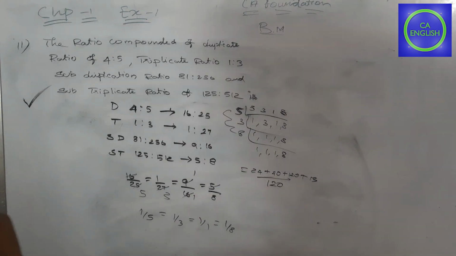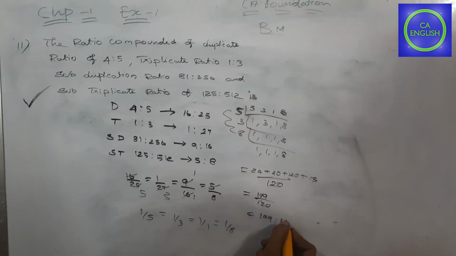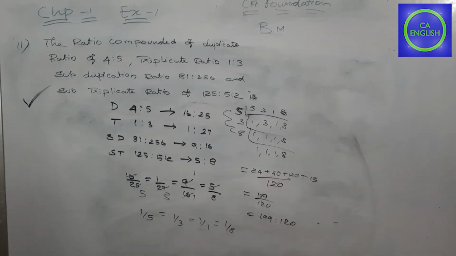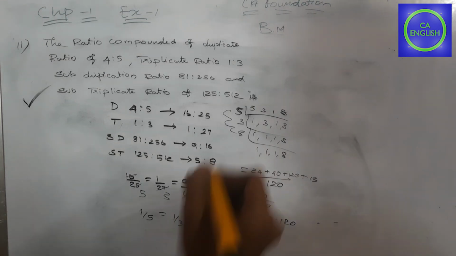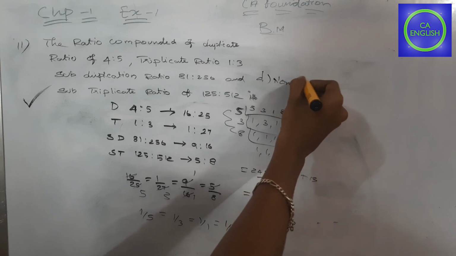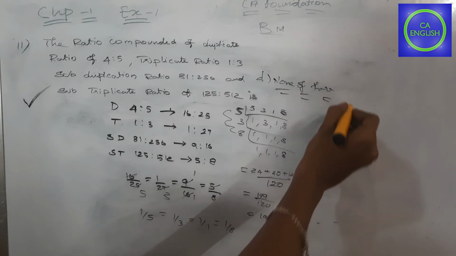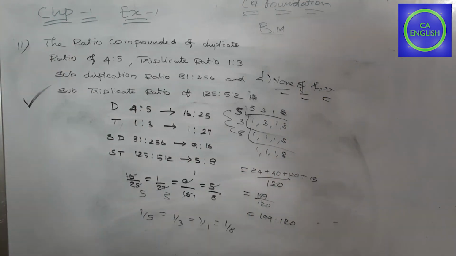Our total answer is 199 divided by 120. 199 by 120 will be the answer, but the answer is not given in the options, so the answer is D, none of these. We need this many steps in the 11th sum, and the 11th sum is over.